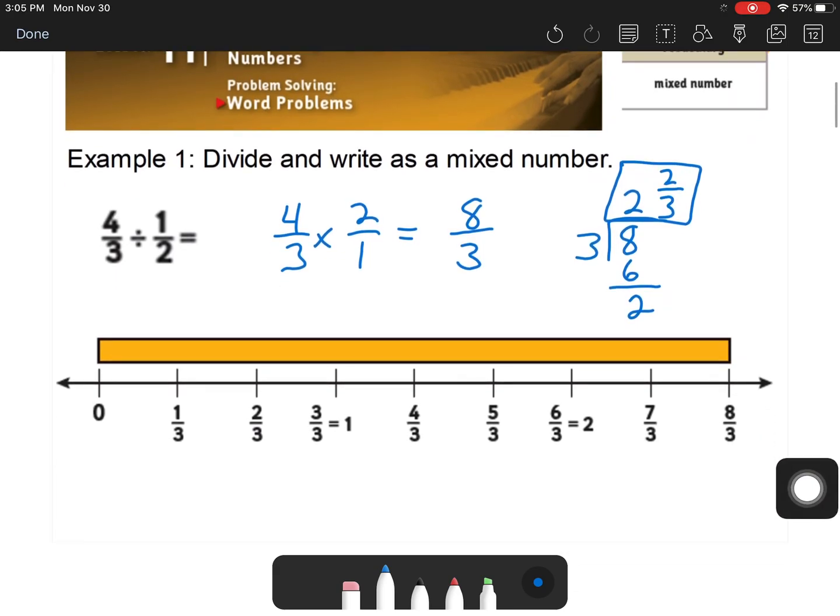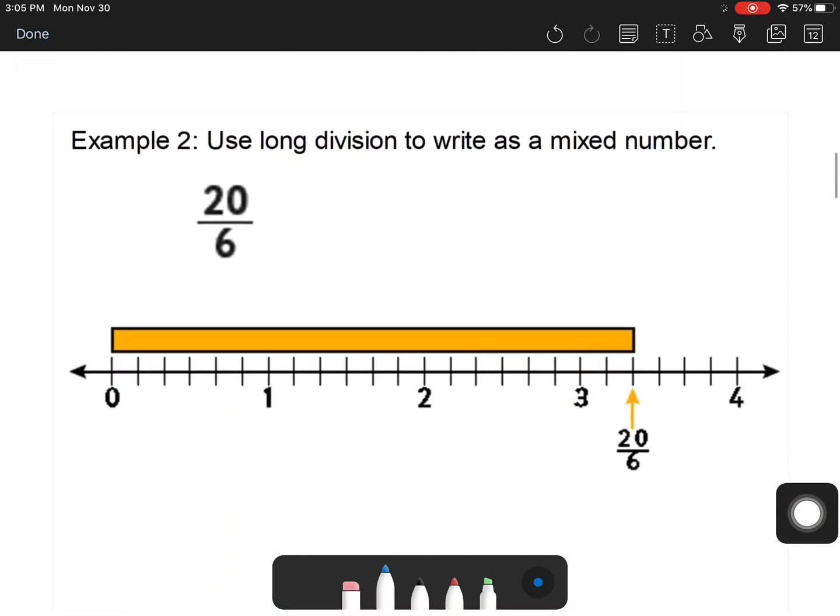Now, this number line underneath gives us a visual representation, helps us understand how 8/3 and 2 and 2/3 are equivalent to one another. So you can see that we're breaking the number line into thirds: 1/3, 2/3, 3/3, which is equal to 1, 4/3, 5/3, 6/3, which is equal to 2. And if I go 2 more thirds, I get 8/3. So that's 2 and 2/3 equivalent to 8/3. So hopefully that helps you see that they are equal to one another.